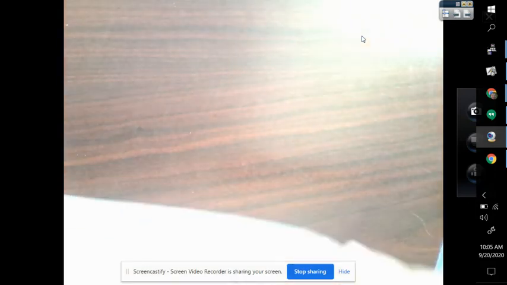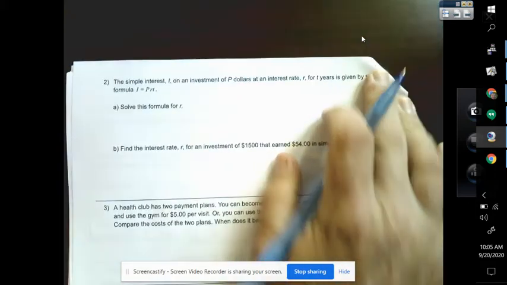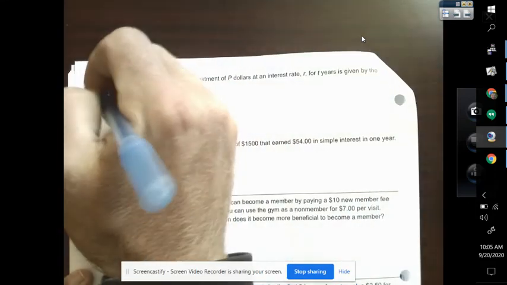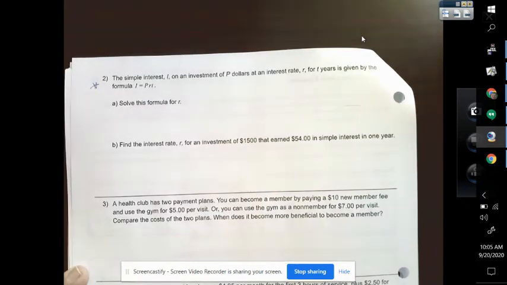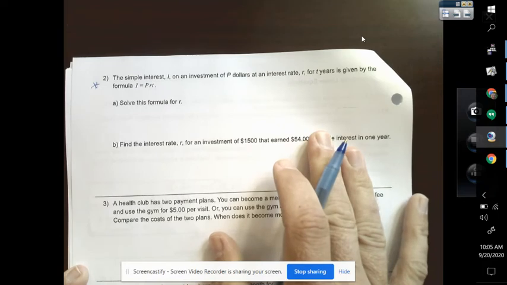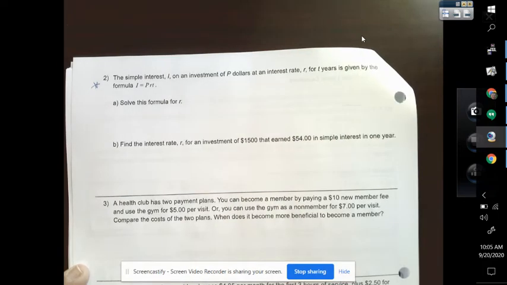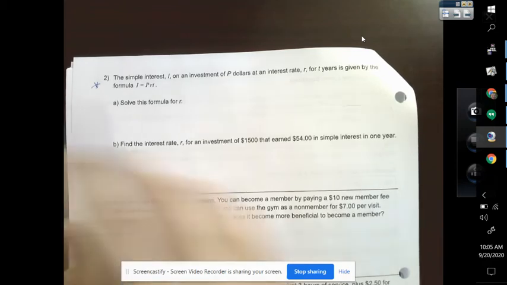We're cruising along here. This is one of the things that we're going to get the most familiar with as the year goes on. All right, it sounds kind of simple, and it is, but this will help you in your physics classroom. This will help you in any science classroom down the line. A simple interest I of an interest of P dollars at an interest rate R for T years is given by the formula I equals PRT. Solve the formula for R.